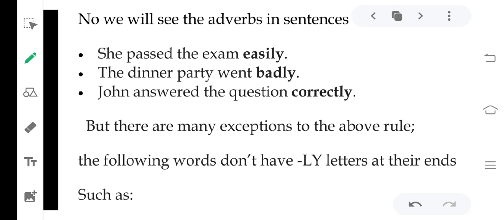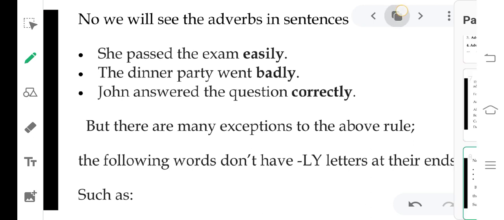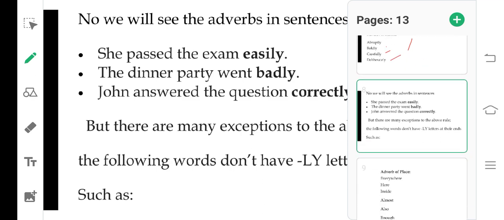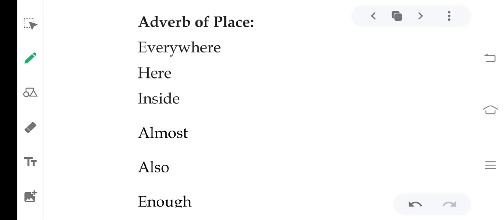For example, in the adverbs of place, everywhere, there is no ly in that word. Here, inside, almost, also. In the adverbs of degree also, we don't find this kind of words which end with ly. Okay, so let's move on to the next slide.